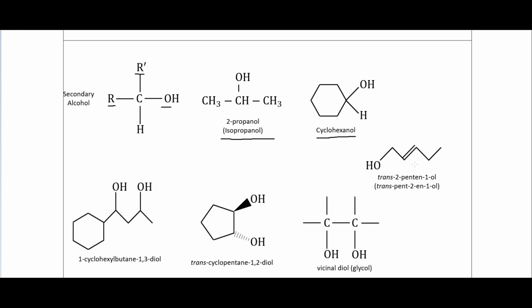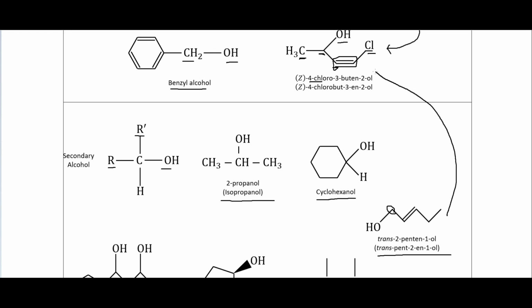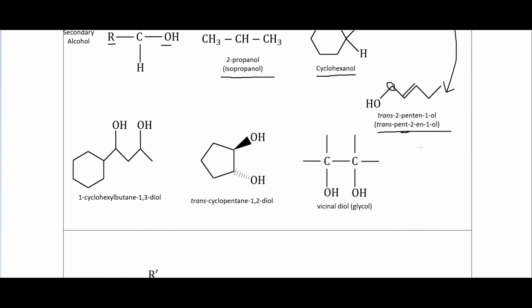And again, this one should actually be in the primary alcohols. This is an alcohol bound to this primary carbon right here, and this is trans-2-pentene-1-ol. So this one should actually be switched around with that one, because the one up here is a secondary and this is a primary. We see that the alcohol is on the one carbon, so that takes priority over the double bond, and it's a trans double bond, so it's trans-2-pentene-1-ol.